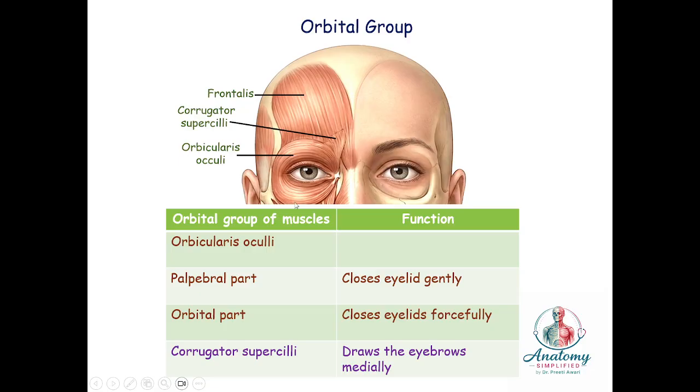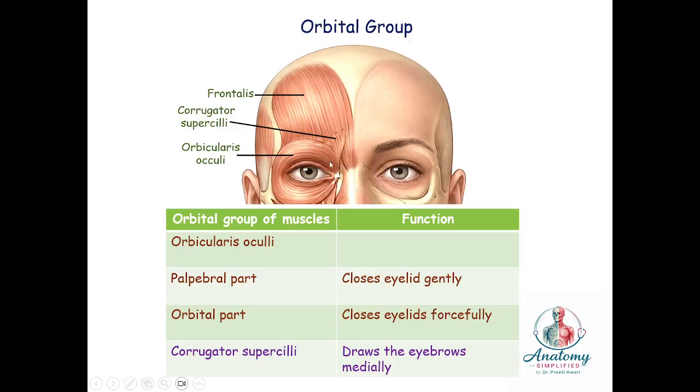Second is orbital part. When it will contract, it will close the eyelids very forcefully as if something is entering in the eyes, like when there is some dust entering inside or too much sunlight is entering inside, we try to close the eyelids very forcefully. So that time orbicularis oculi is working.